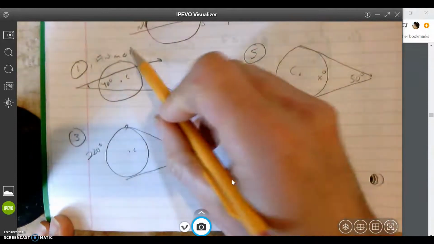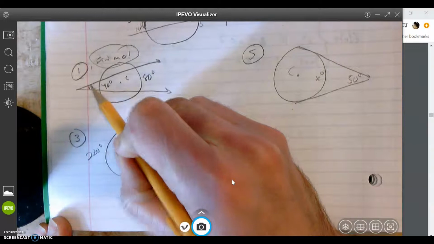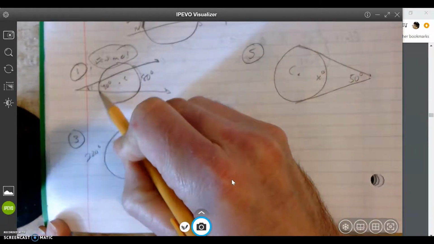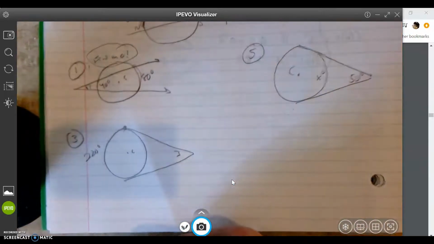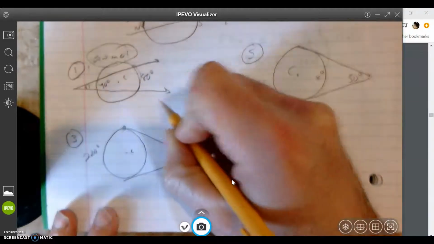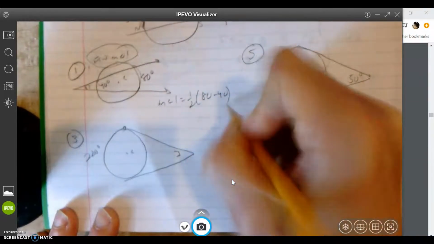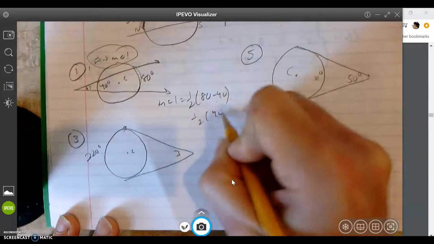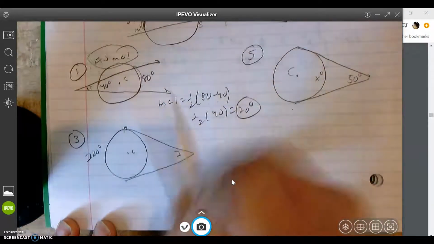So I need to know angle 1. Okay, cool. So here's angle 1. This is 80 and this is 40, and this is angle 1 right here for number 1. Pause the video, see if you can get it. The measure of angle 1 equals 1/2 times 80 minus 40. 80 minus 40 is 40. Half of 40 is 20. Do you get it? Cool. So the measure of angle 1 is 20.